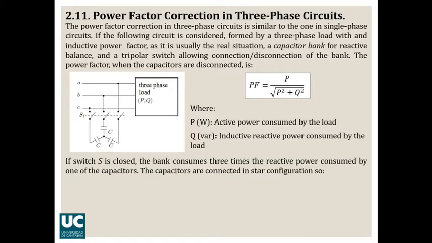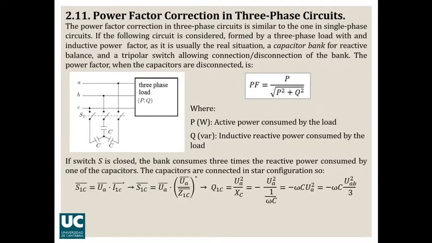When we close the switch, then the capacitors are going to generate a reactive power which verifies the following. The complex power of one capacitor is going to be the phase voltage multiplied by the conjugate of the current that flows into one of the capacitors. That is the same as applying Ohm's law here. The current in one capacitor could be obtained as the phase voltage divided by the impedance of one particular capacitor, and the conjugate of that result.